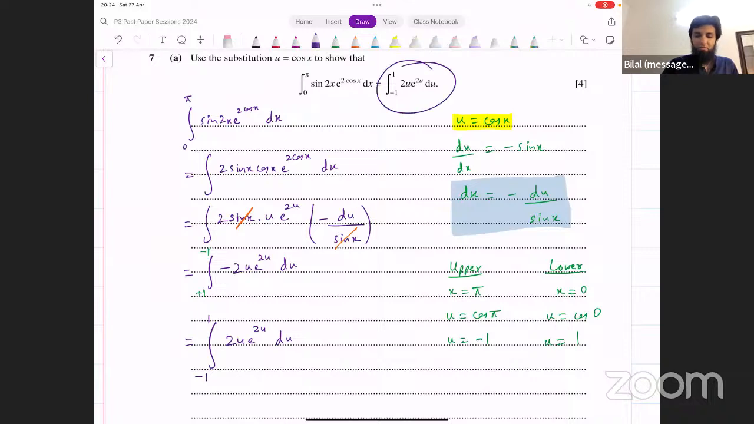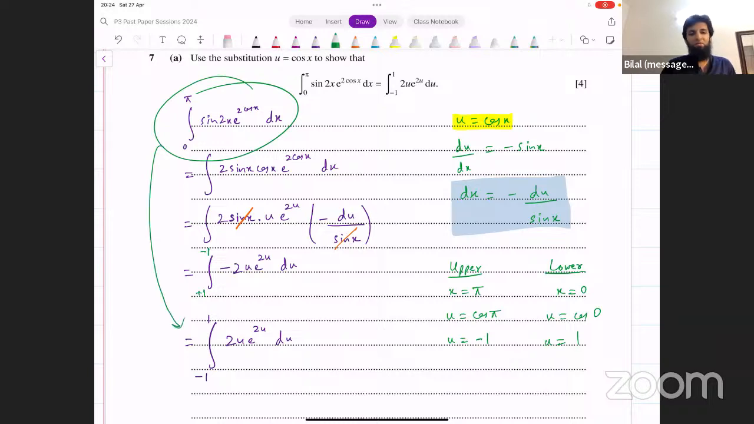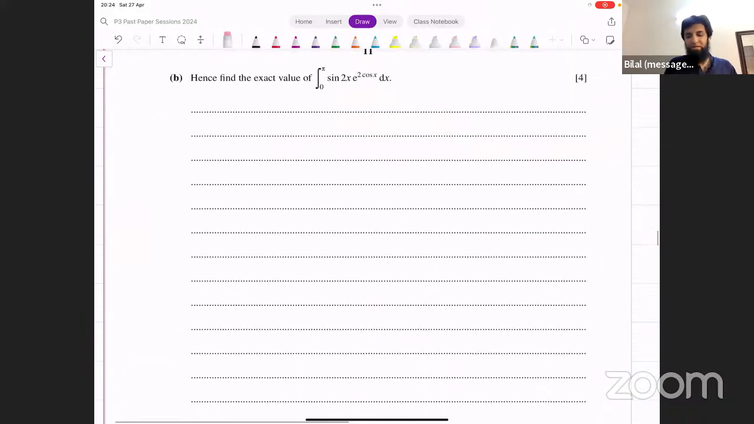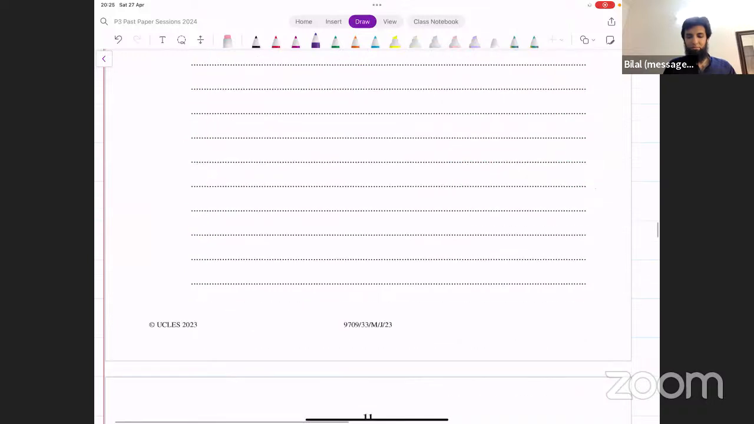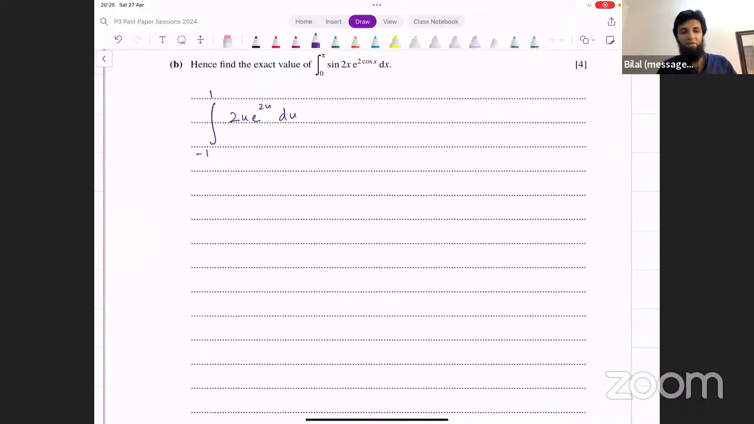You've shown this thing, all right? This integral converts to this form when you do substitution. All right, so this part is done. Now they say, hence find the exact value of that integral that they are given. We have already converted it to this form, 2u e raised to power 2u with respect to u with limits minus 1 to 1. This is the form that we've gotten after substitution.